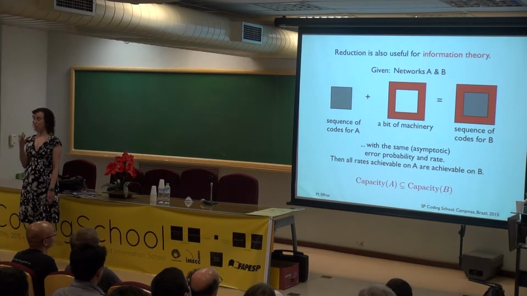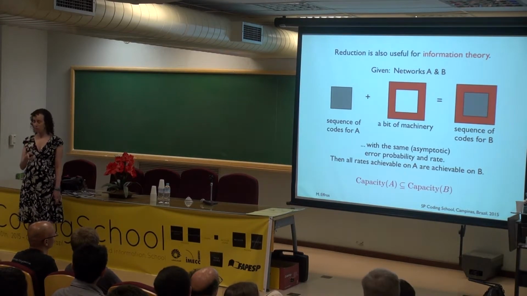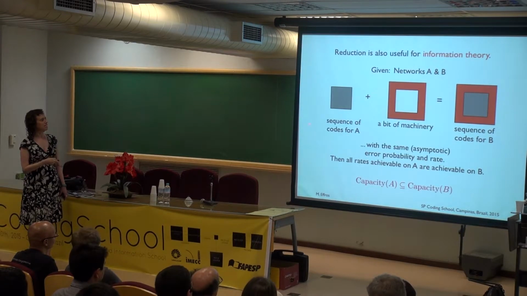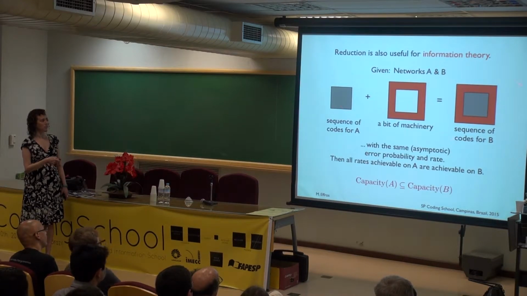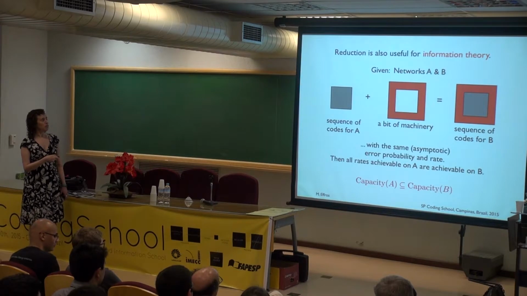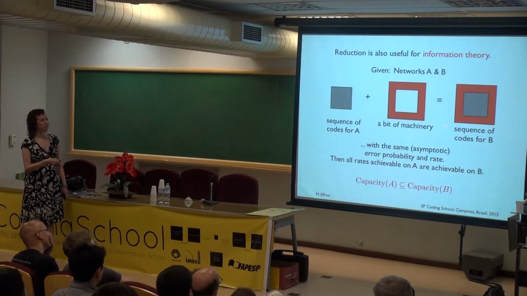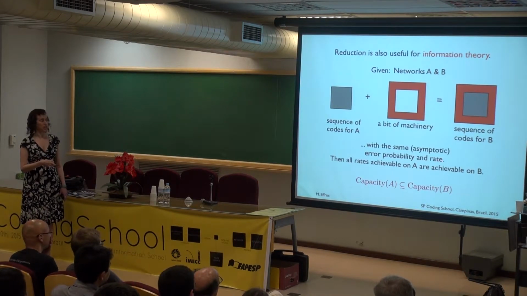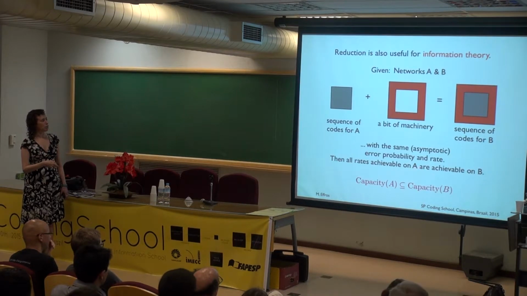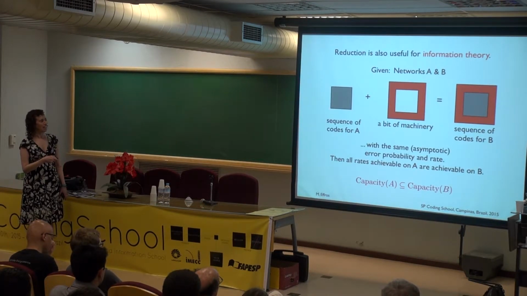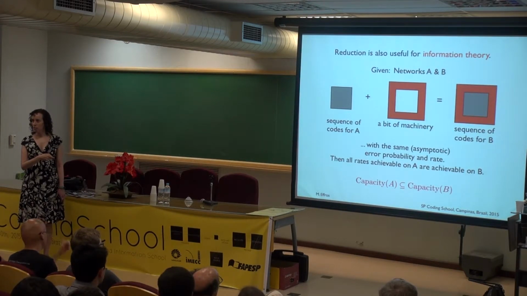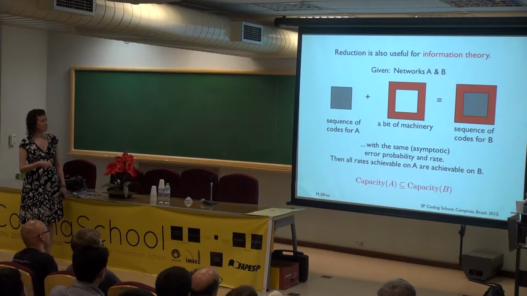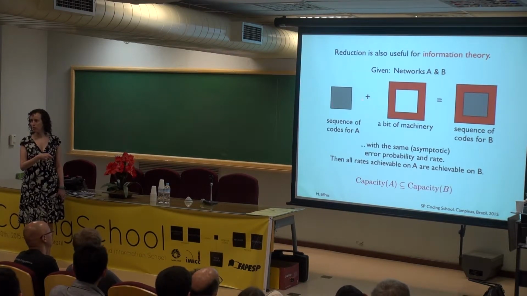And you're interested in understanding something about the capacities of these two networks. We'd like to make the same kind of argument. In particular, we'd like to say that if we have a sequence of codes for A, then I can add a bit of machinery to that sequence of codes for A to turn them into a sequence of codes for B. If you can argue that you can design such a piece of machinery so that any sequence of codes for A can be turned into a sequence of codes for B with the same performance, meaning the same asymptotic error probability and rate, then you can show that any rate that's achievable on A, any rate that you can reliably communicate on A, can also be reliably communicated on B. In particular, you can show that for any point in the capacity region of A, there must be a sequence of codes that achieves that point.